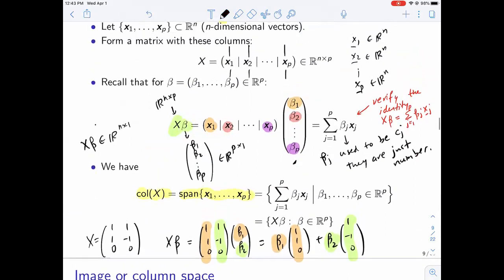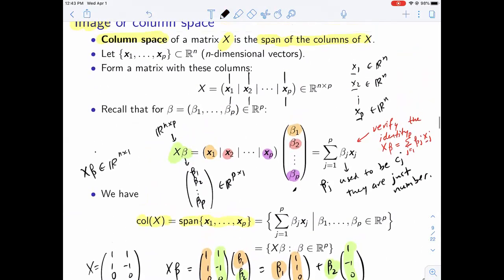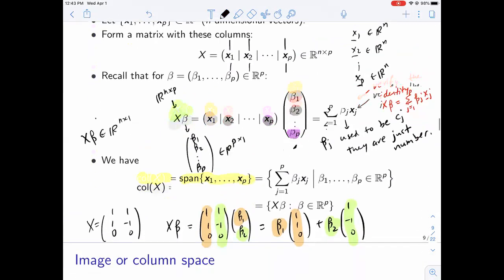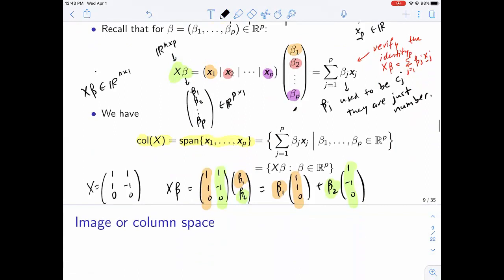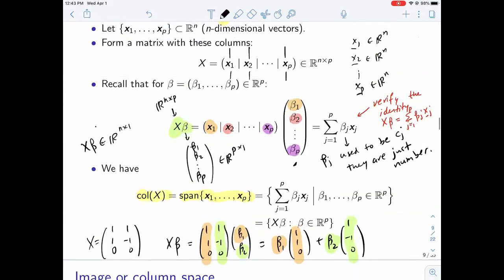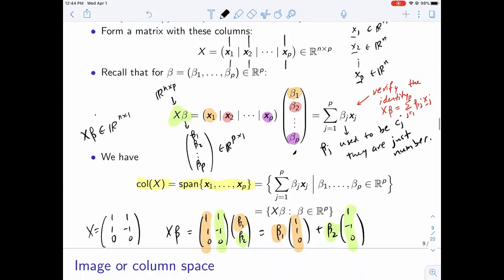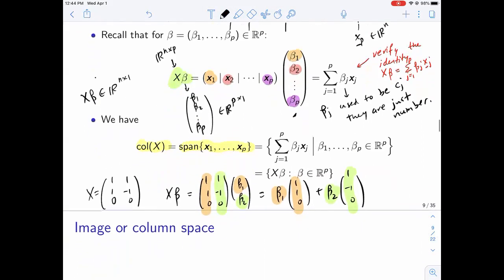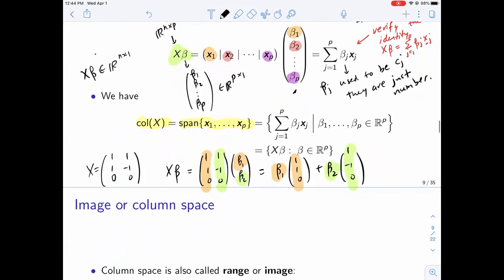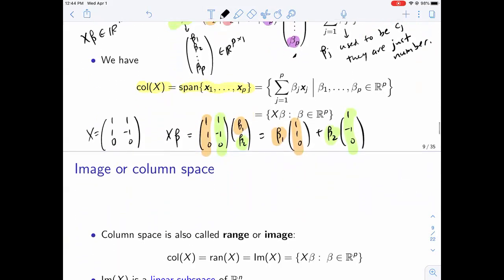Okay, so that's the column space. The only new thing basically is that you can write the span of a bunch of vectors in this compact form, by multiplying. So you form a matrix with the columns being these vectors x1 up to xp, and then a general linear combination is x beta, and so the column space is the set of vectors like x beta, where beta is in Rp.